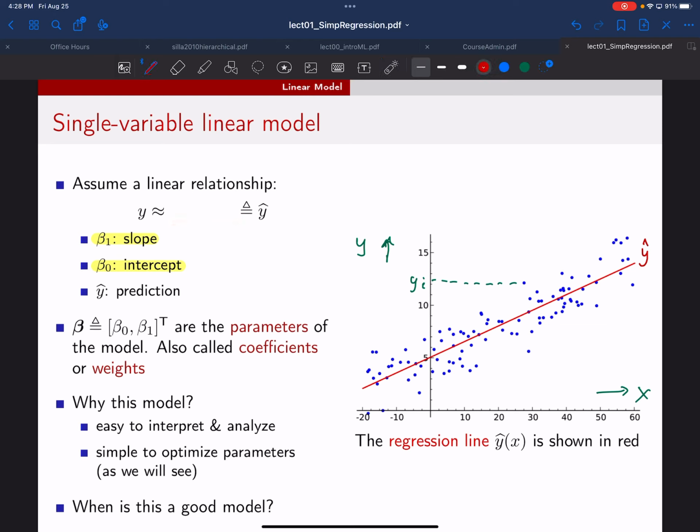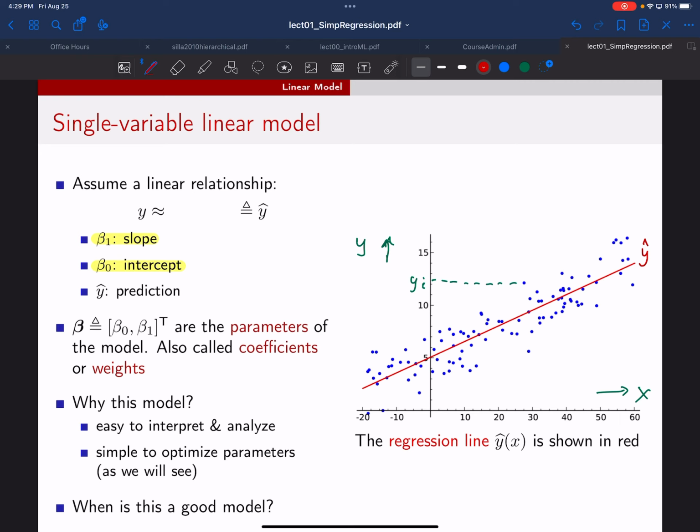So you have slope and intercept. What do you think? X is the independent variable. X is the thing we're using for prediction. Not sure? It's okay. Yeah, I'm just confused with the question. Okay. Let's see.